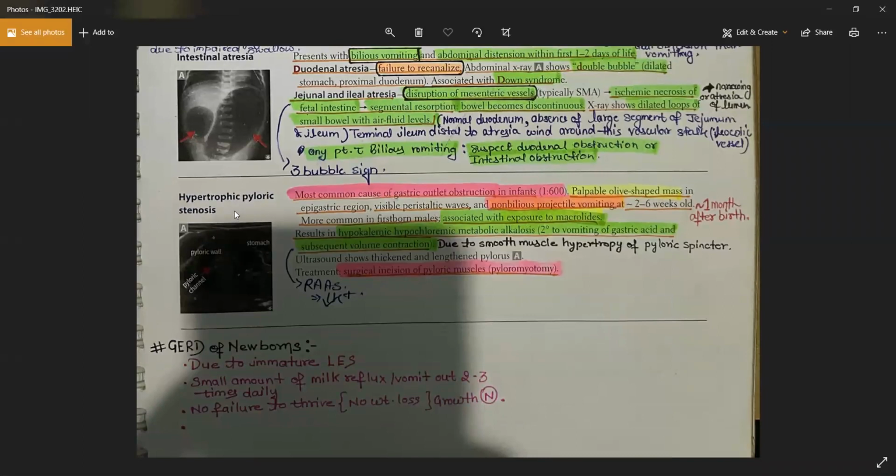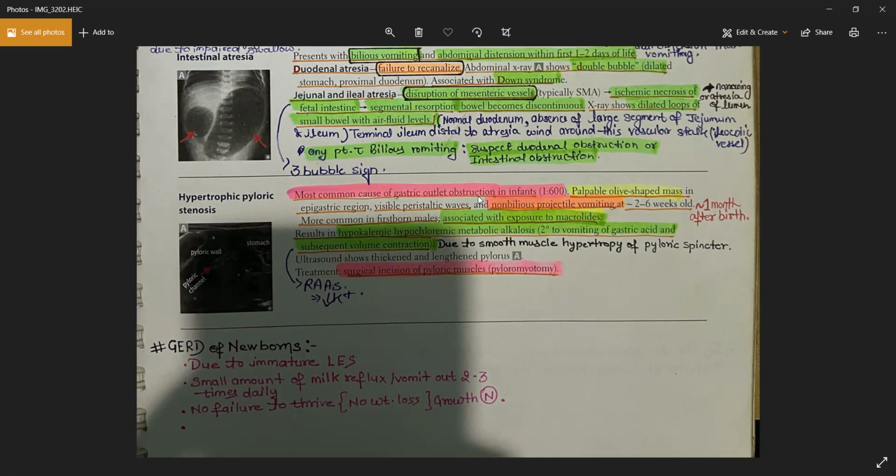Then comes hypertrophic pyloric stenosis. Does anyone remember which drug can cause this condition? We have discussed that already. Erythromycin, exactly, the macrolides, including azithromycin. They can cause hypertrophic pyloric stenosis. It is the most common type of gastric outlet obstruction syndrome in infants. You will see a palpable olive mass in the epigastric region, and also visible peristaltic waves. You will get non-bilious projectile vomiting, very important.